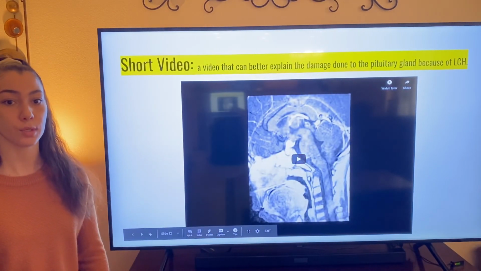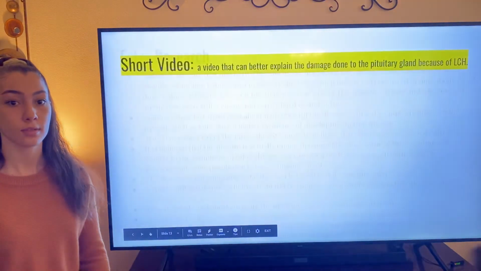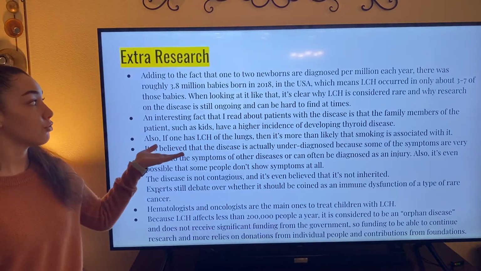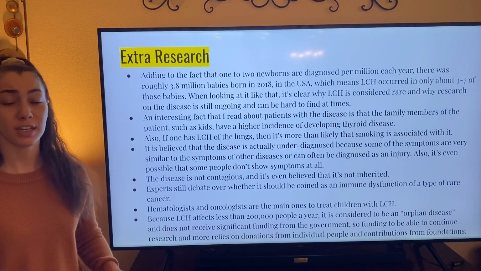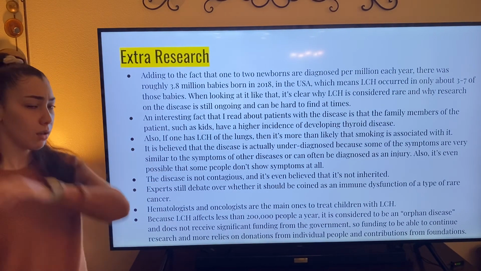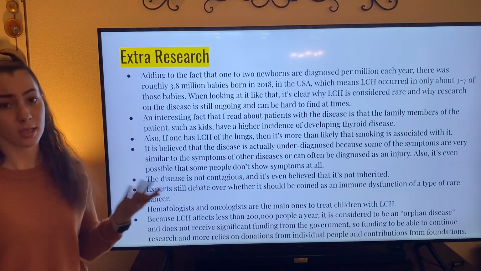Now, moving forward. This is some extra research that I decided to include because a lot of this stuff was very interesting to learn more about, and I wasn't able to include it in the other slides.